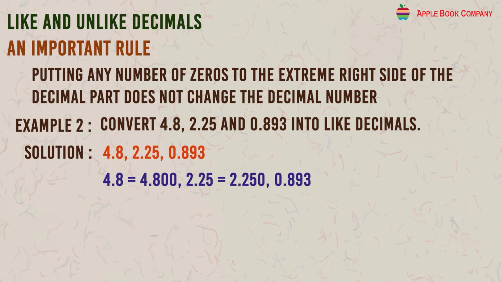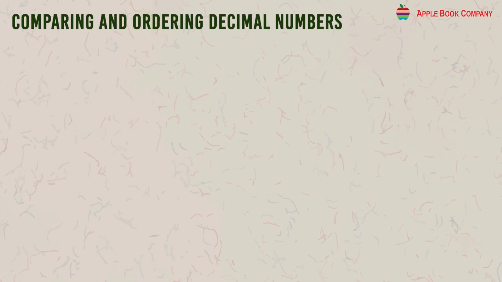Thus, 4.8, 2.25, 0.893 when converted to like decimals become 4.800, 2.250, 0.893. Comparing and ordering decimal numbers.